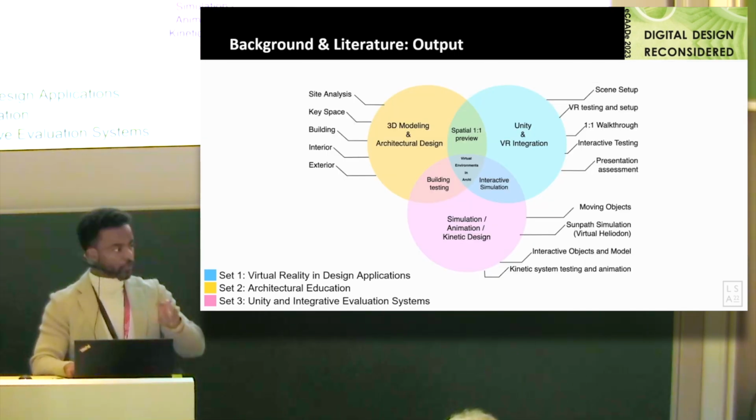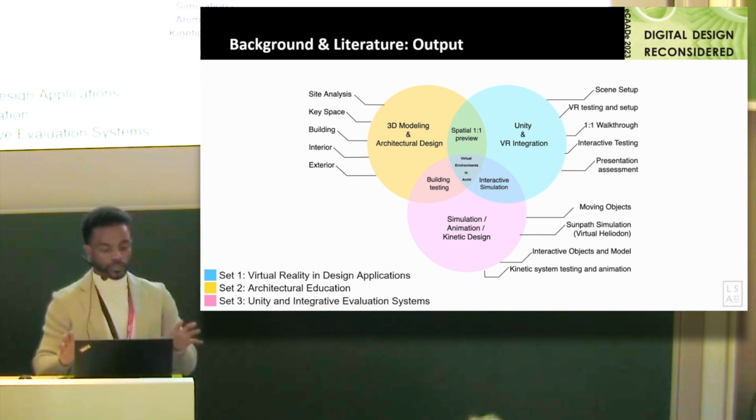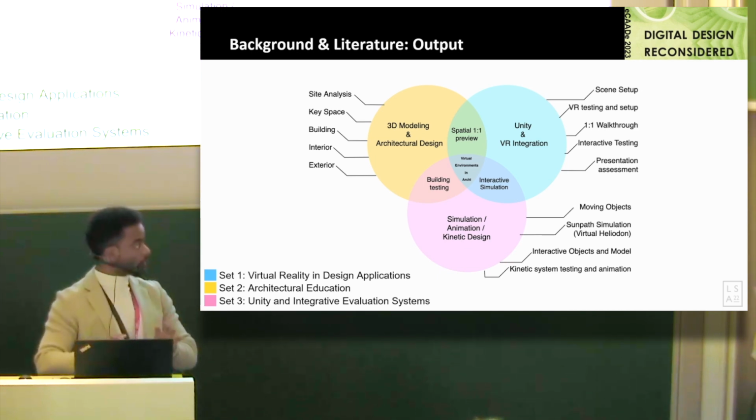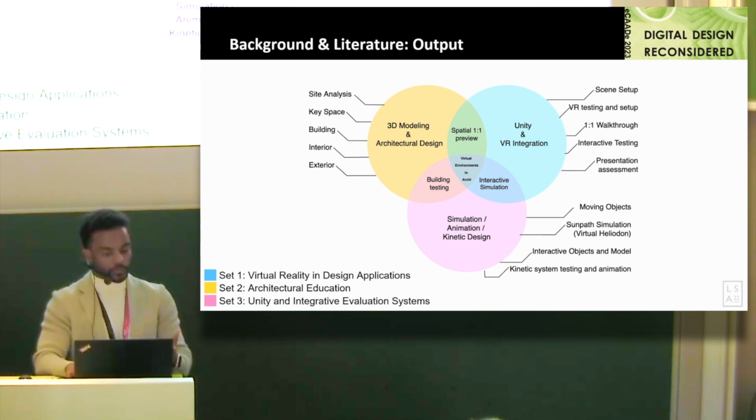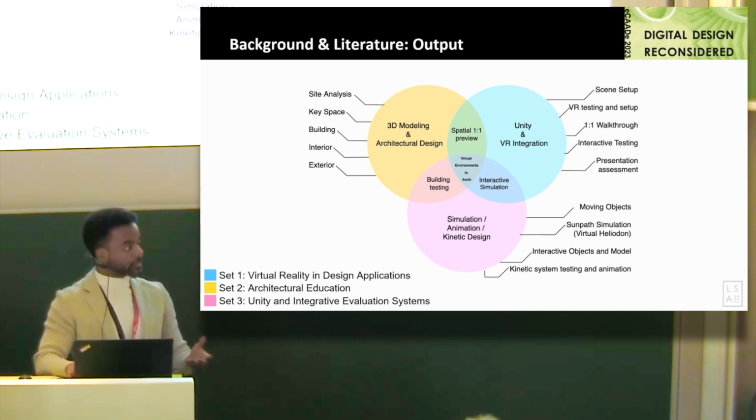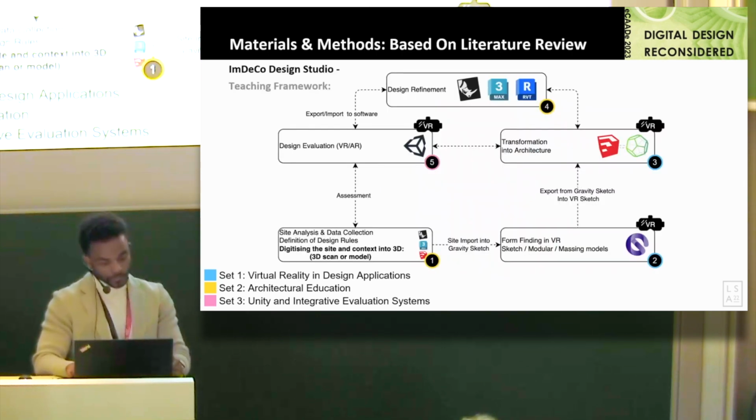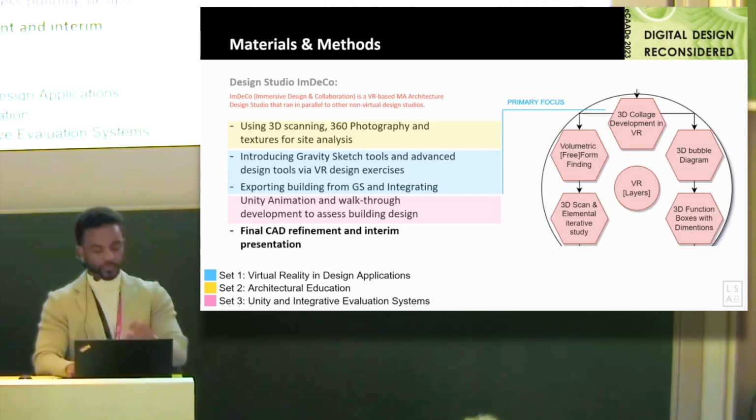So this category was then broken down into a flowchart and an overlap of the different categories, seeing how they also relate to each other: the idea of spatial one-to-one preview, which merged both Unity and 3D modeling; building and testing via simulation and animation using Unity and 3D modeling; and also interactive systems, which allowed the students to work at a one-to-one scale. The breakdown itself was then formulated into the methodology, which then led into the breakdown of the framework.